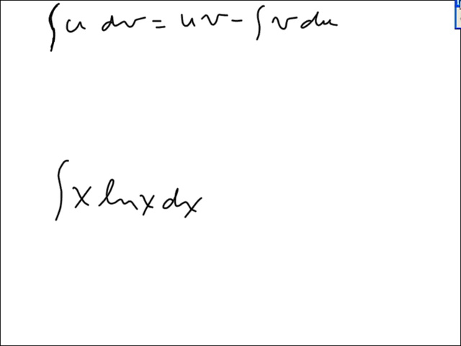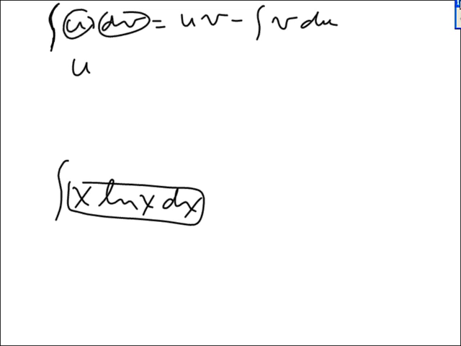According to the formula on top, we call part of this u and the rest of it dv. So we have to call something u and the rest we call dv. Okay? Now we look on the right side. We know u because we already called something u, but we need v. Now, how do you get v? The answer is you integrate dv. So whatever we call dv, we have to integrate.